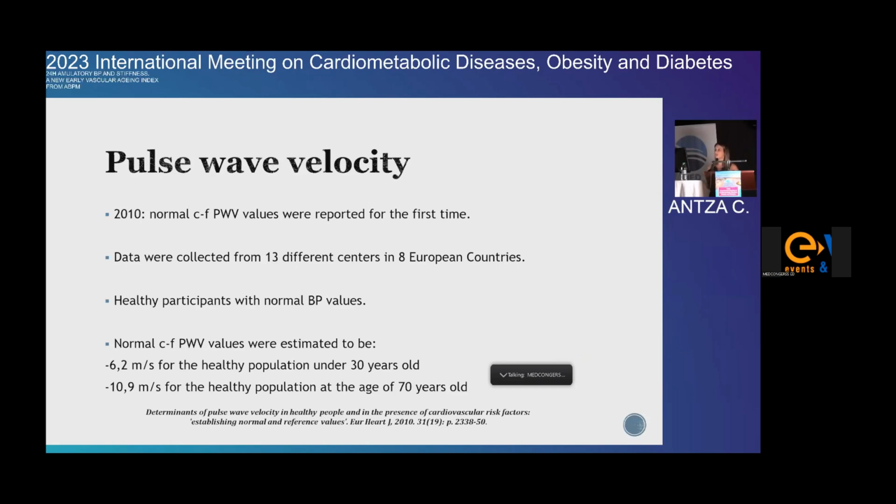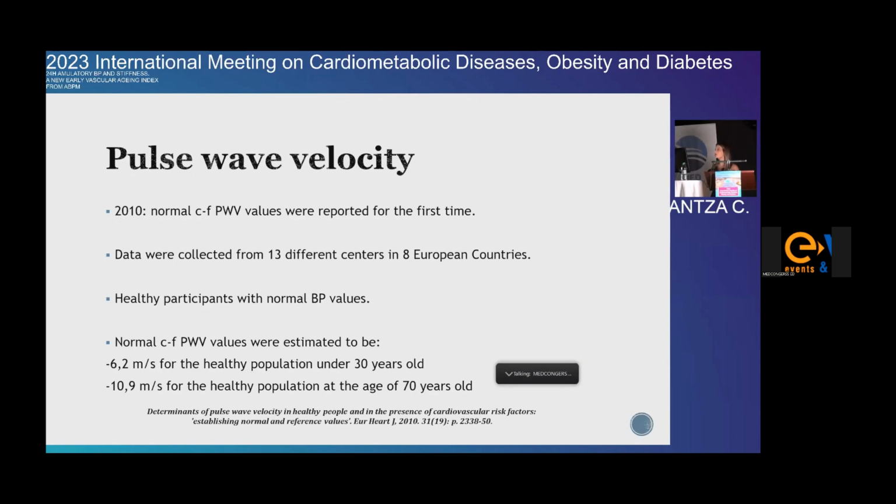As you can see here, normal carotid femoral pulse wave velocity values were reported for the first time in 2010. Data were collected from 13 different countries in 8 European centers, from healthy participants without other health problems and with normal blood pressure values. The normal carotid femoral pulse wave velocity values were estimated to be around 6 for those under 30 and around 10 for the healthy population at the age of 70 years old.